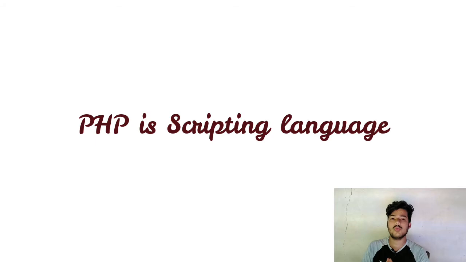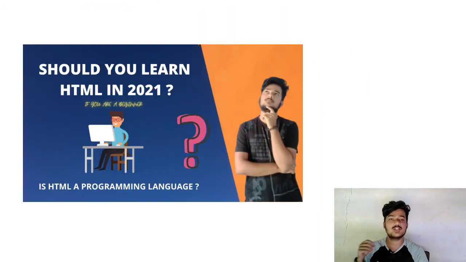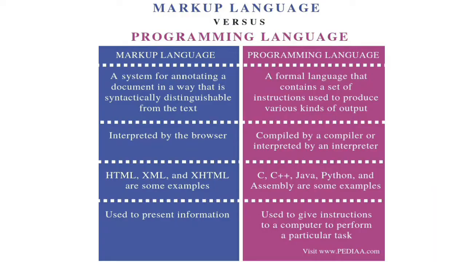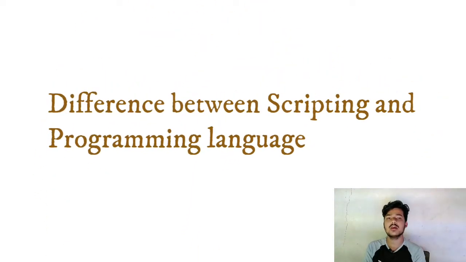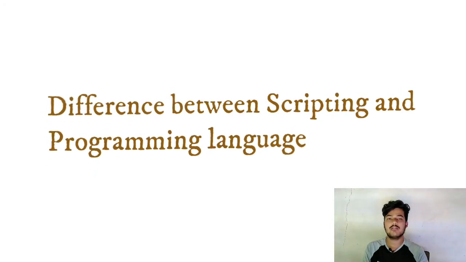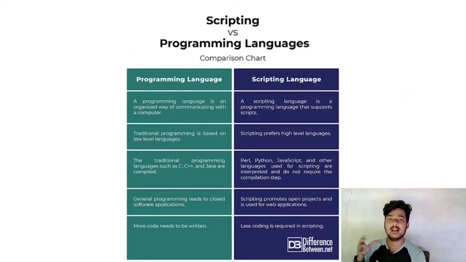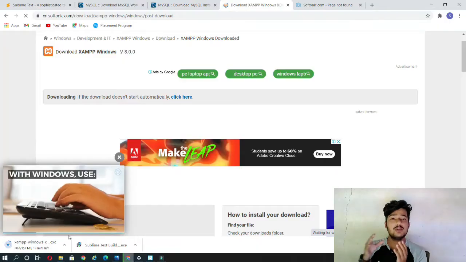In my previous video, while I talked about HTML, I said HTML is a markup language, and I also showed the difference between the markup language and the programming language. If you haven't watched that video, just go and watch it. In this video, PHP is the scripting language. The difference between a scripting language and a programming language is similar to markup language and programming language. A scripting language will be interpreted by an interpreter, whereas a programming language will be compiled before executing. So this is the main and major difference between the scripting language and the programming language. So this is about PHP in brief.